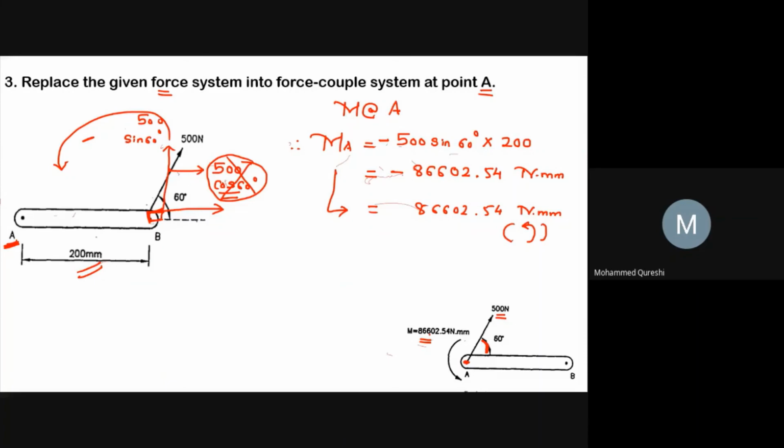In the next lecture, we will see the examples related to equivalent force couple system having different force of system.